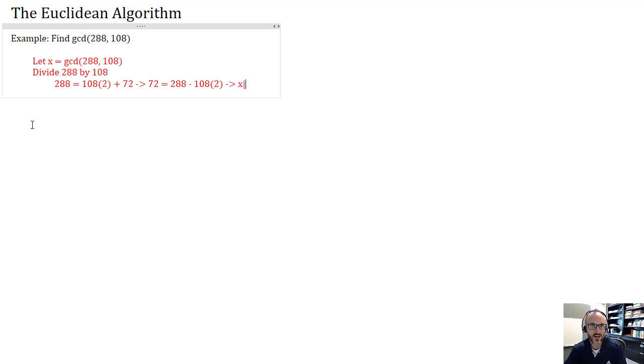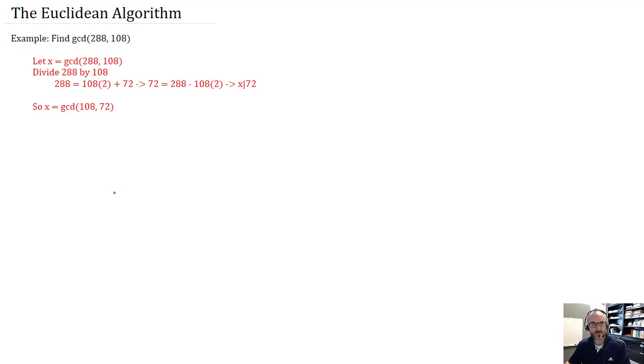So x divides 72. Well, 72 is smaller than either one of the original two numbers. So to reduce this to a simpler problem, x goes into 288, x goes into 108, but now x also goes into 72. So now we can think of x as being not the GCD of 288 and 108, but we can think of it as being the GCD of the smaller number 108 and this new number, the remainder we got, 72, because we know that x goes into both of those.